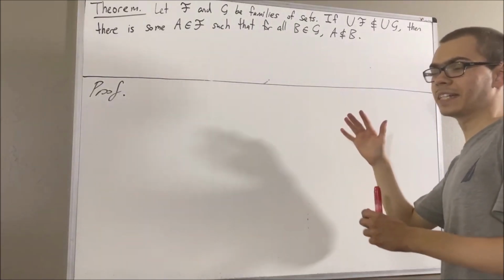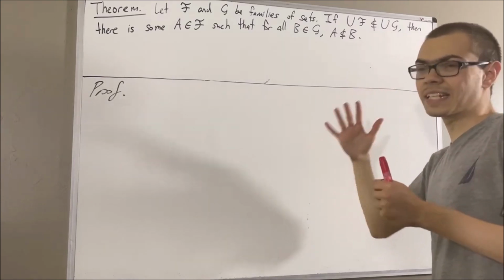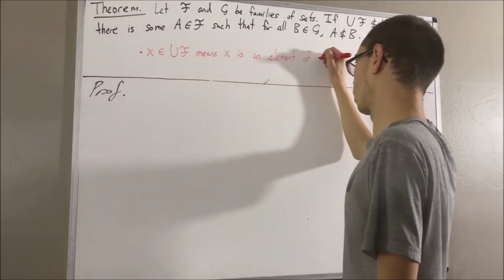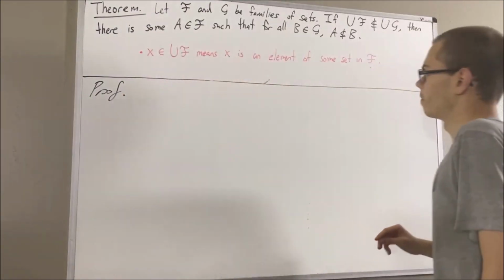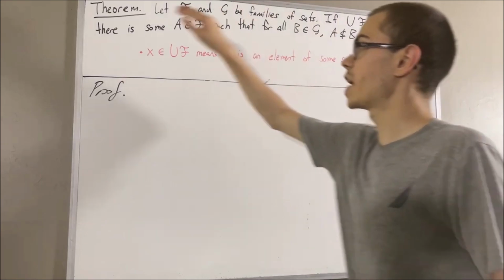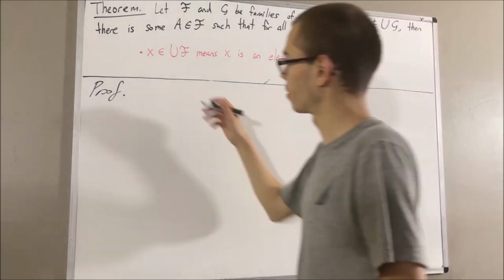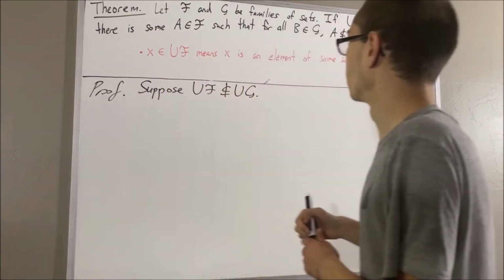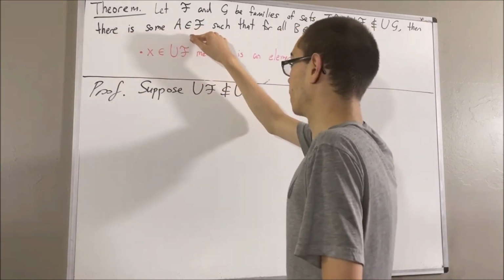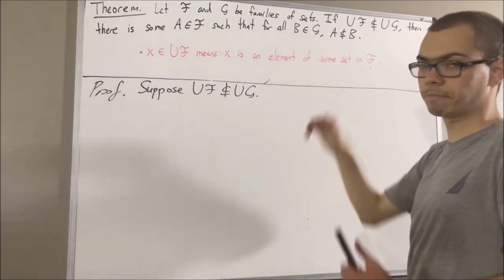Now, if you recall, given a family of sets F, to say that X is an element of the union of F means that X is an element of some set in F. Okay, now, in proving this theorem, we're trying to prove if this is true, then this is true. So let's suppose that the union of F is not a subset of the union of G. And from here, we want to show that there exists a set A in F, such that for all sets B in G, A is not a subset of B.